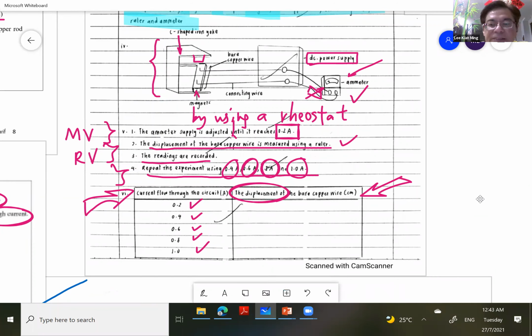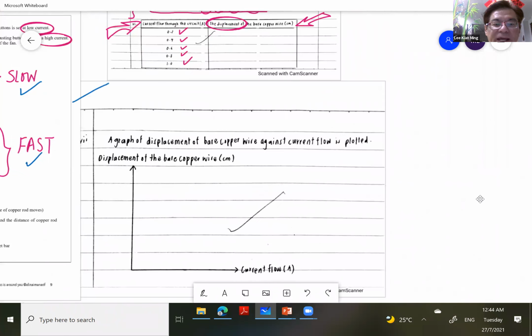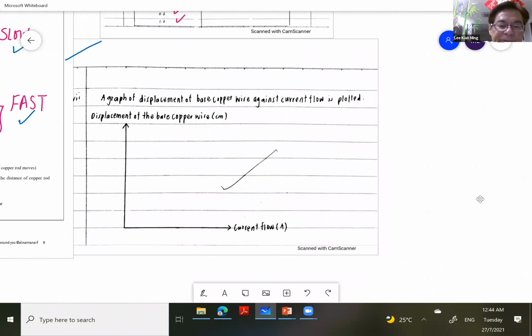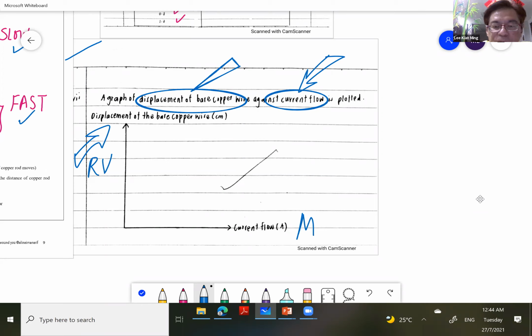Boleh? And the last one, understood, is going to be the graph. All right, as usual, you're going to leave it empty. It'll be better for you to write a simple statement, a graph of displacement. Whenever you mention graph, you need to mention the y-axis, which is your responding variable. Boleh ubah bergerak balas dulu. A graph of displacement of the bare copper wire against current. Then against current, this will be your manipulated variable ataupun boleh ubah dimanipulasi. Clear? And leave your graph empty.